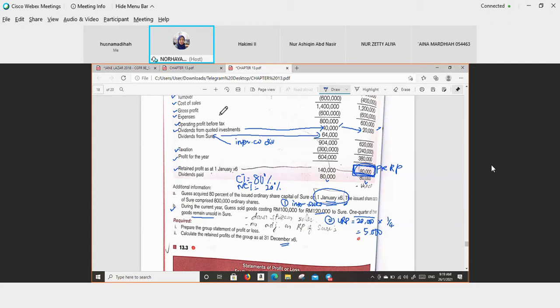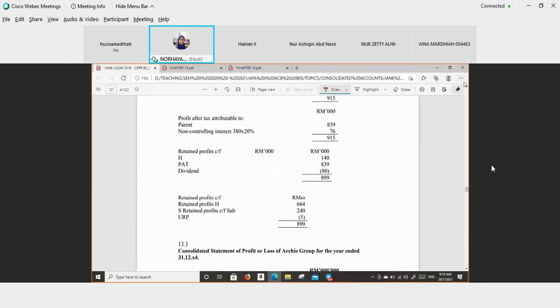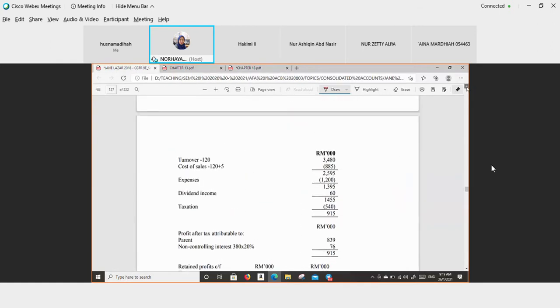Okay, so now you are required to prepare the group profit or loss and also the group retained profit at the end of the accounting period. Check your answer together.